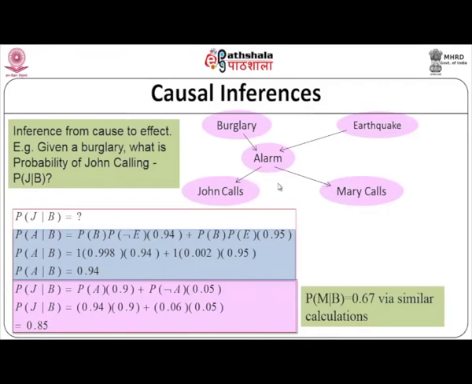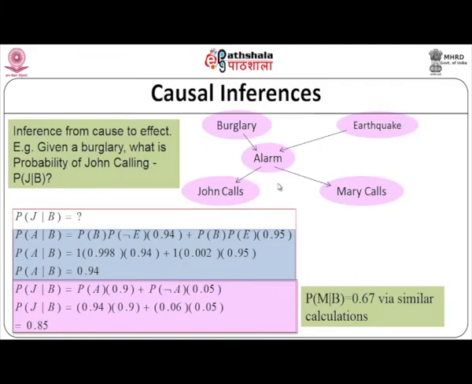Now, the probability of John calling given a burglary depends upon the probability of alarm going off into 0.9, plus the probability of alarm not going off into the probability. This is again given to us. So, that is 0.94 into 0.9 plus 1 minus 0.94 into 0.05. So, you get 0.85. So, the probability of John calling when there is a burglary is 0.85, and similarly you can calculate the probability of Mary calling.